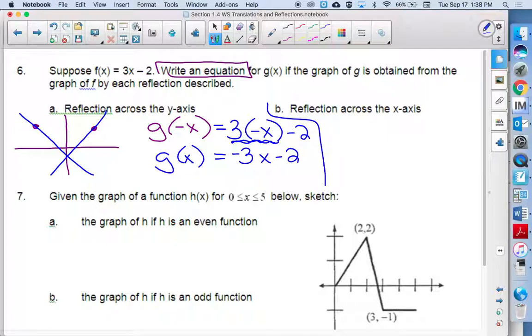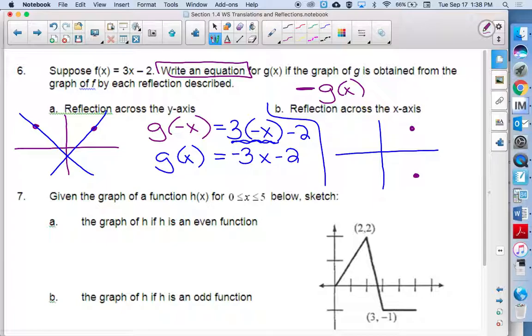So looking at the second one, it says reflected across the x-axis. So again, thinking about what that actually is doing, reflecting it across the x-axis. The y becomes negative. So that means my y, which is also g of x, because the function notation and the y variable are the same, becomes negative. How would I apply that to the equation?